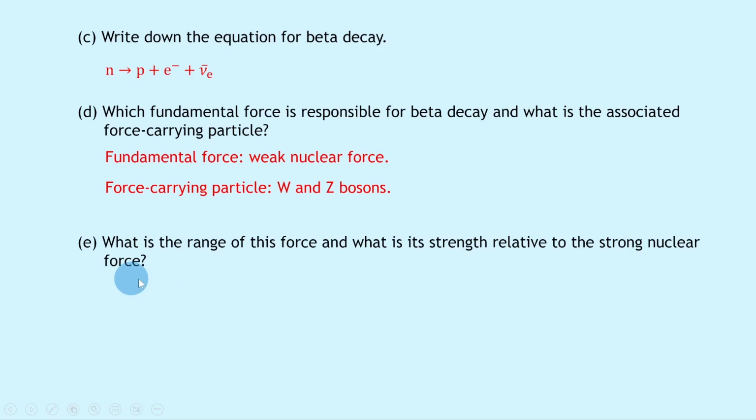And lastly, part E says what is the range of this force and what is its strength relative to the strong nuclear force? Well, remember the range of the weak nuclear force is about 10 to the minus 18 meters, even smaller than the range of the strong nuclear force, and the relative strength is about 10 to the minus 6 times that of the strong nuclear force.